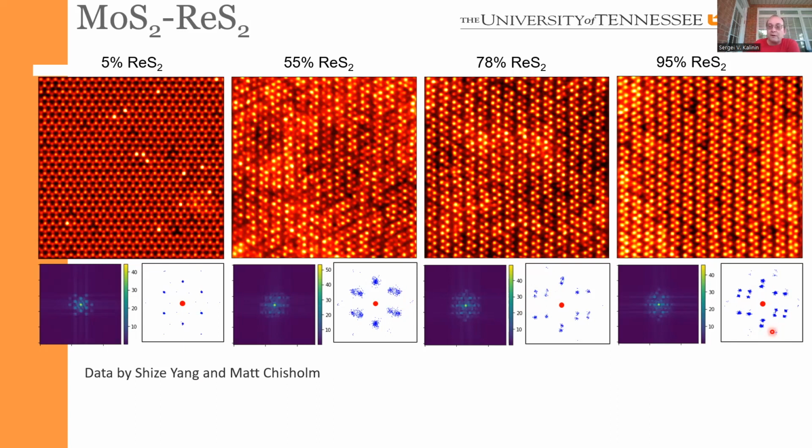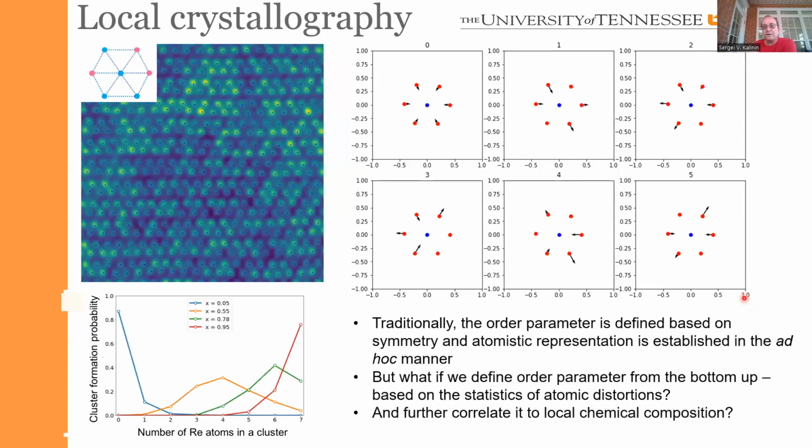However, we can of course analyze it from the point of view of Fourier transform, but it's also interesting to analyze it locally, right? And it turns out that we can actually do that using the same principle of local crystallographic analysis. We take our image, we find all the atoms inside this image, and we do the same type of PCA analysis. Now we have a beautiful representation of the distortion modes.